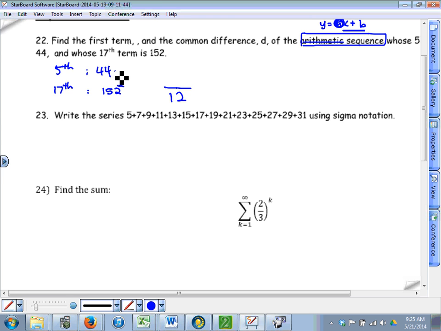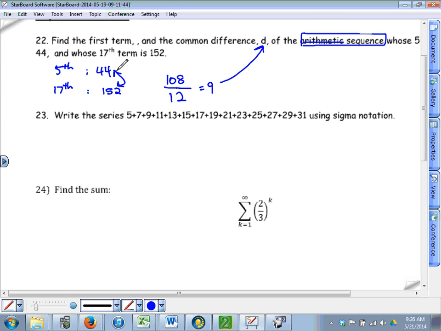What's the difference in our two y values here? So this is rise over run. This is the difference in y values divided by the difference in x values. What's 108 divided by 12? So that's our common difference. The common difference between each term is 9. We still need to find b, so we need to find x1. Yep. The common difference is 9.